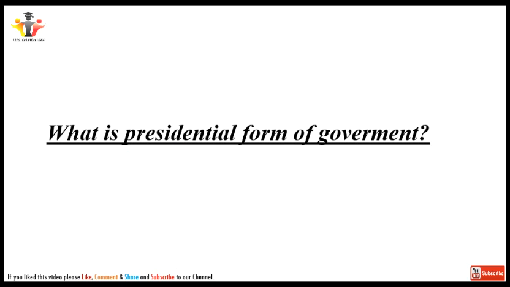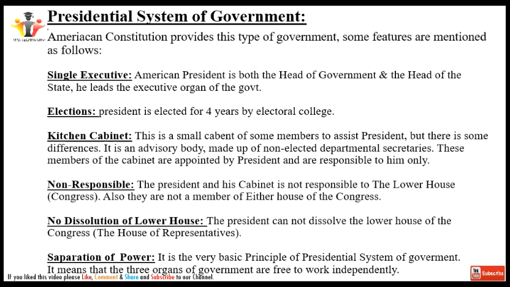So now moving to what is the presidential form of government, have a very short introduction to the presidential form of government. There are 6 points: single executive, elections, kitchen cabinet, non-responsible, no dissolution of the lower house, and separation of power. So let's understand them.